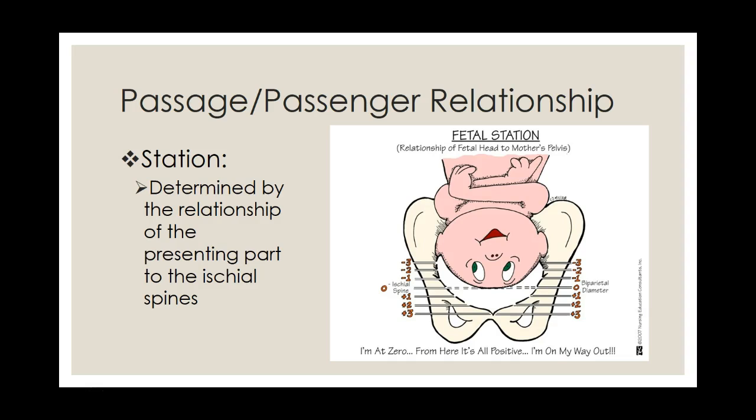The ischial spines mark the narrowest point in the maternal pelvis. So if we can get a baby to the ischial spines, if we can get that presenting part there, and we can start moving that baby past 0 station into the +1, +2, +3 range, then it is very, very probable that we will be able to vaginally deliver the fetus.